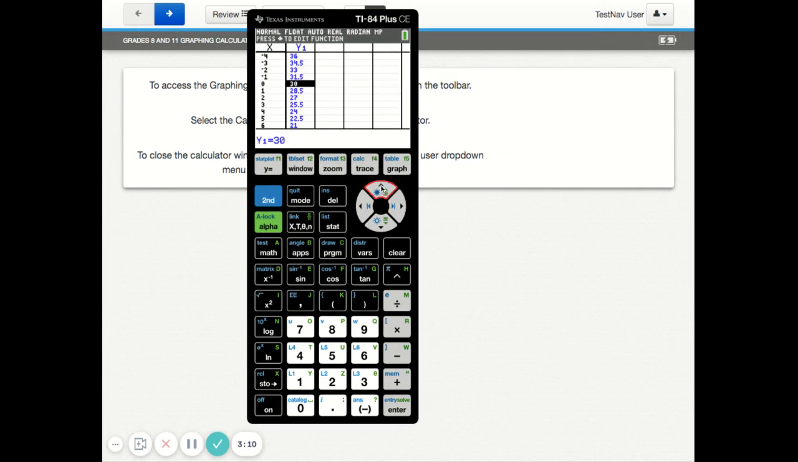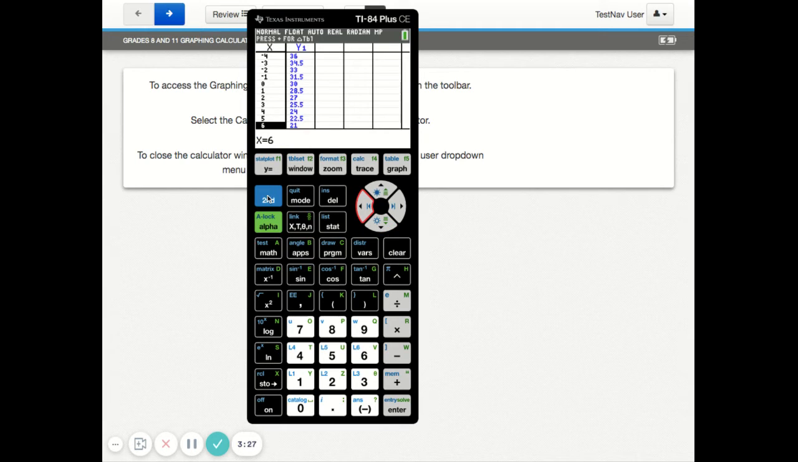One thing to note is if you're in the y column, you can't go up. You have to be in the x column to scroll towards the negative part. You can be in the y column to go down. It just doesn't let us go back up. So just be aware of that.